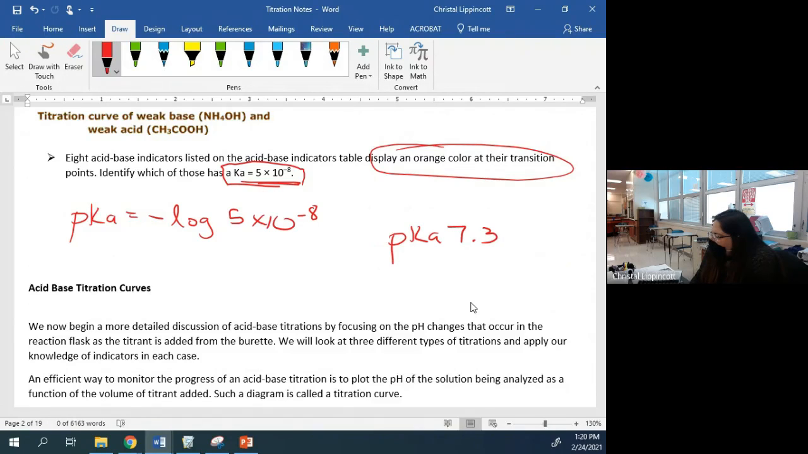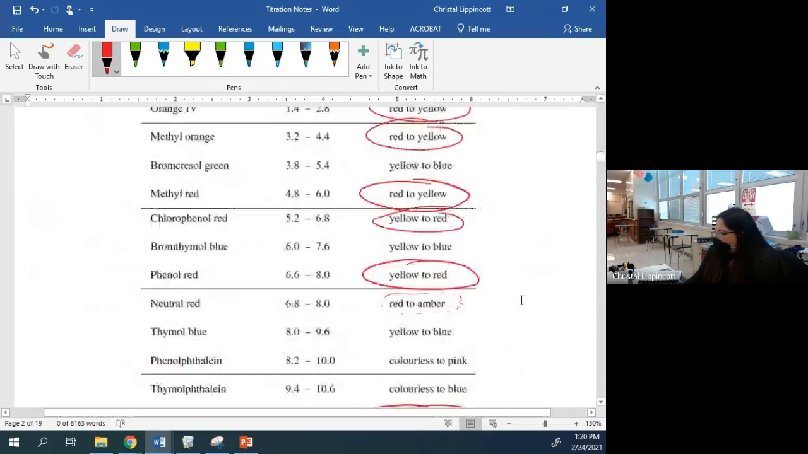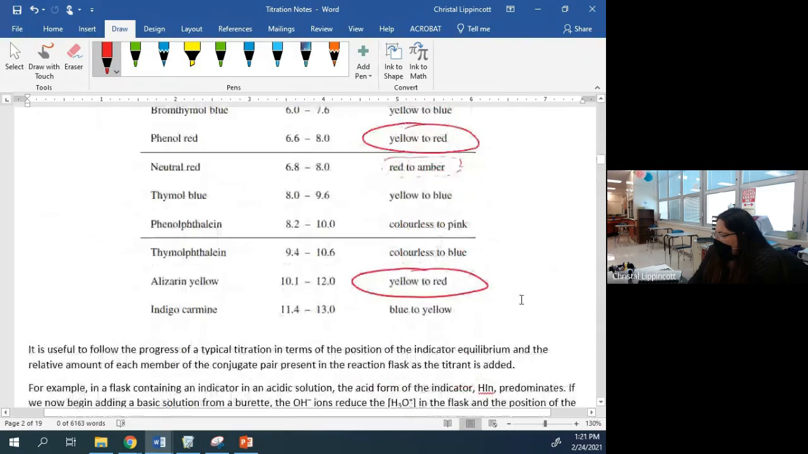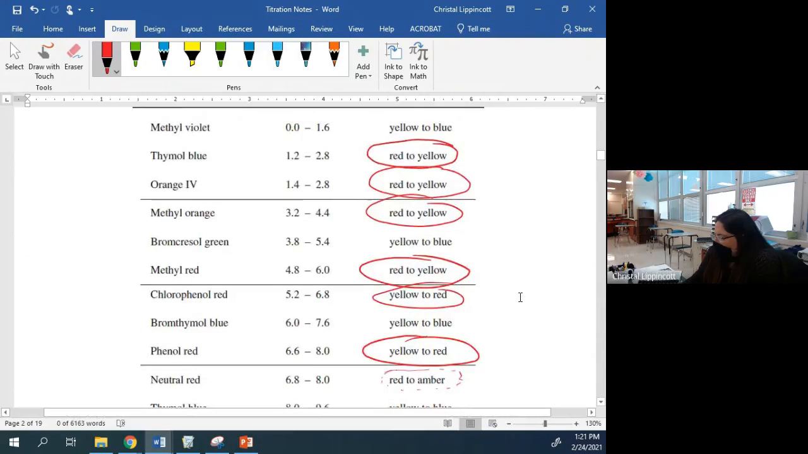So I'm looking for something that's in the range of a pH that's close to 7.3. So if you can find a pKa that's very close to that transition point, or that has a pH that's close to that pKa value, that's what you want. So go back up. 7.3 is the number we are looking for. So we can get rid of this guy because he's nowhere near that. Okay, 7.3 is what we're looking for.